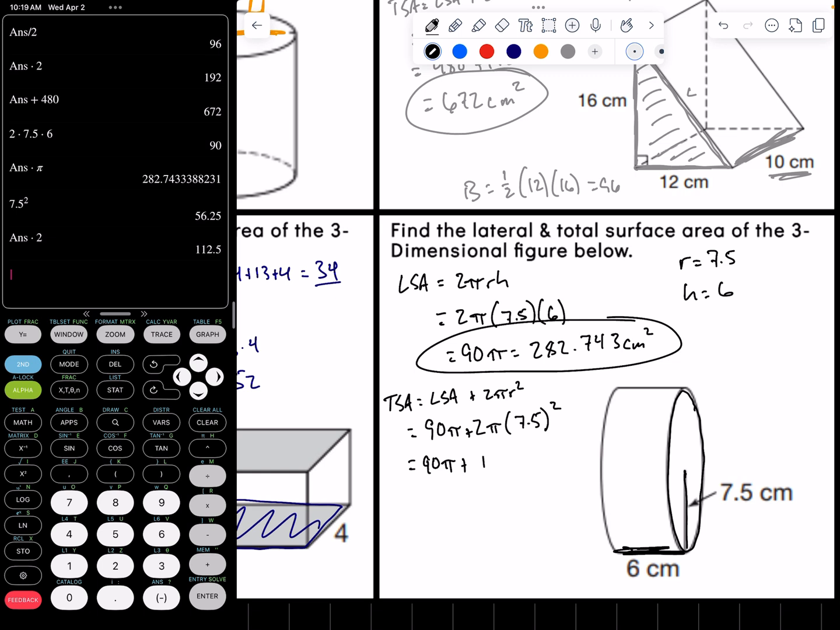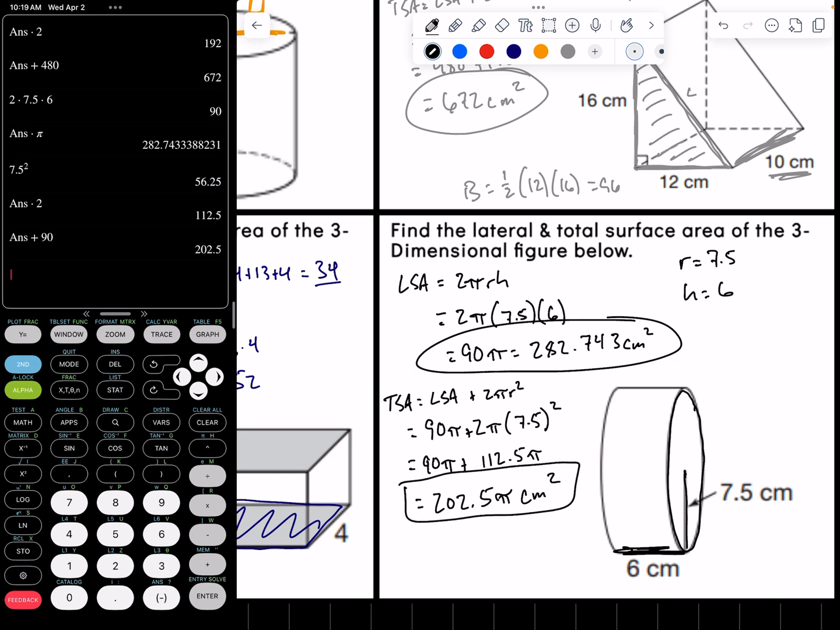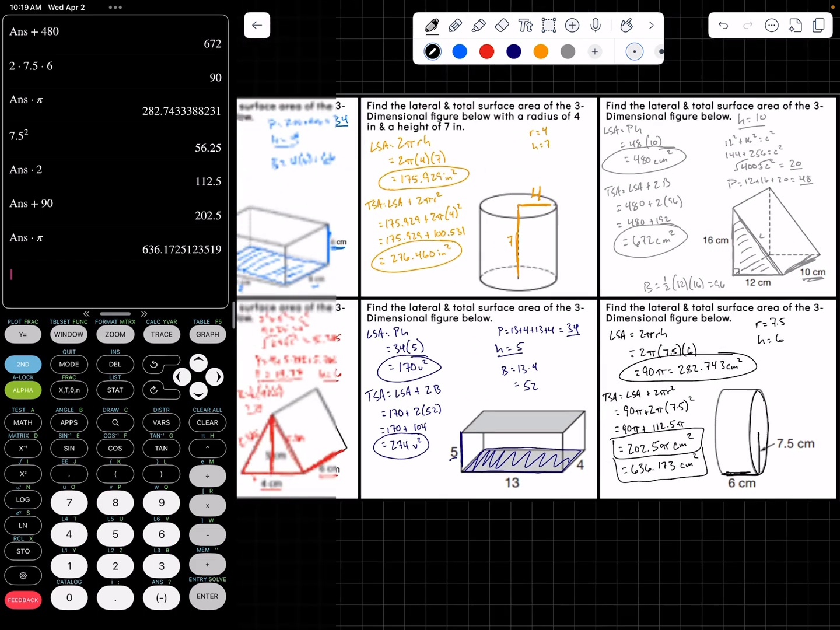So we've got 112.5 pi. I can add that to 90 pi to get 202.5 pi as an acceptable answer. But I can also multiply that by pi to give me 636.173 cm squared, which would also be acceptable.